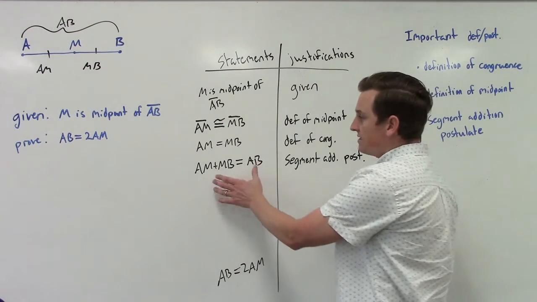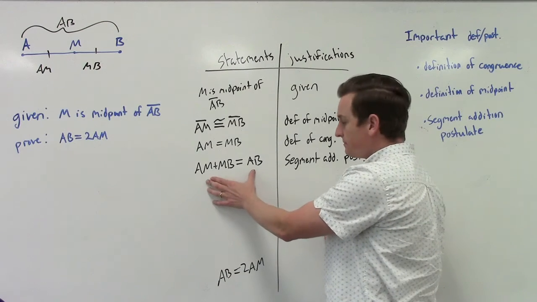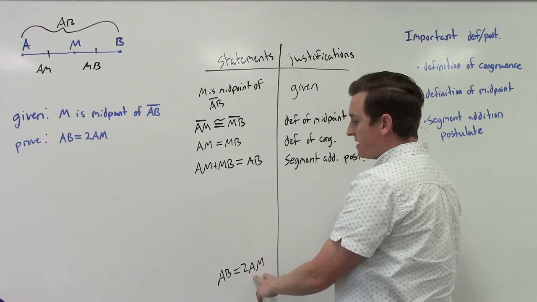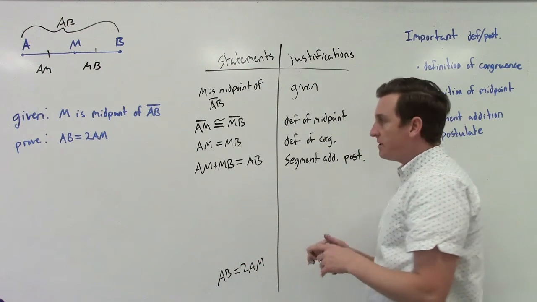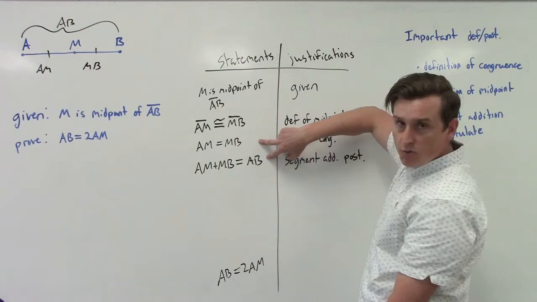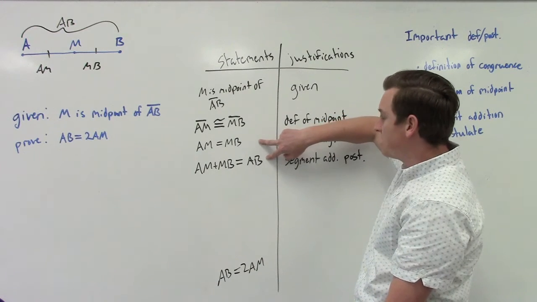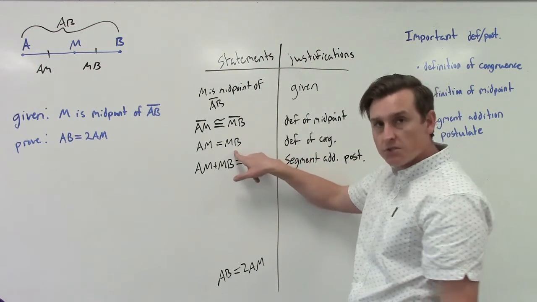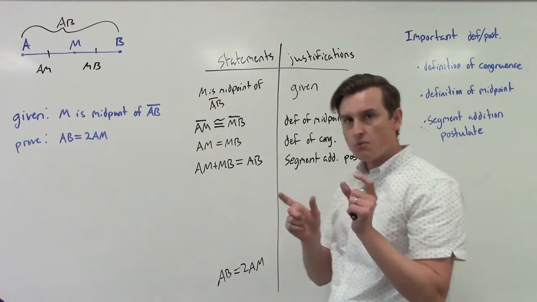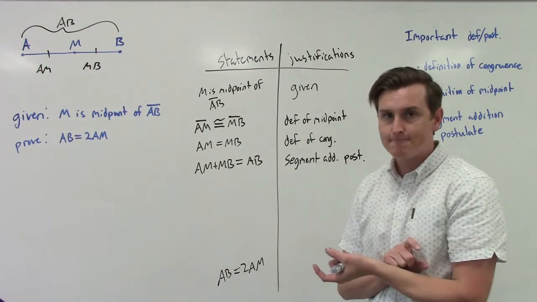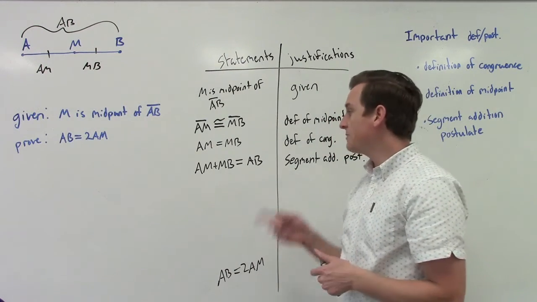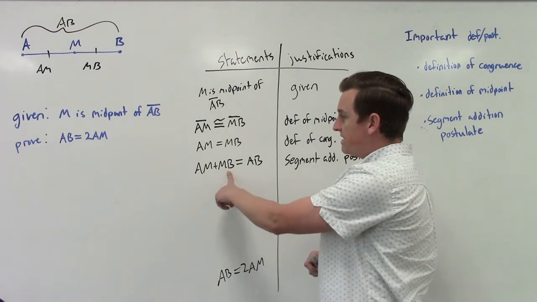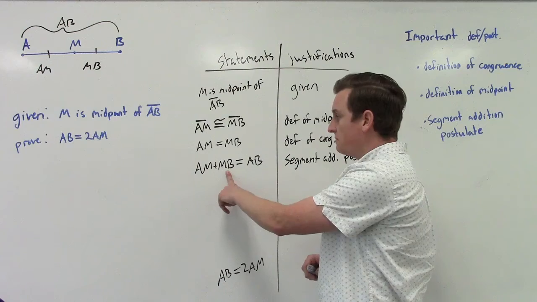Okay, now this looks a lot like an equation, doesn't it? And we're trying to get to the point where we have two AMs equal to AB. So this is kind of weird, but let's look at these two equations together and see what kind of properties of equality we can use. Well, I know that AM and MB are equal to each other. So if I know two things are equal, that means I can use a substitution property. We don't have a substitution property of congruence, but we do have a substitution property of equality, which means I can replace this guy with something that it's equal to.